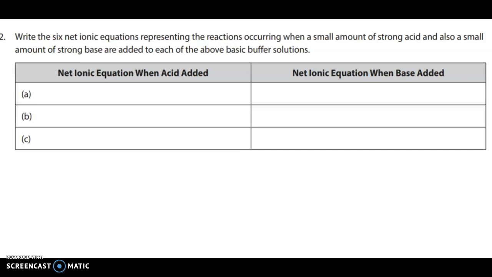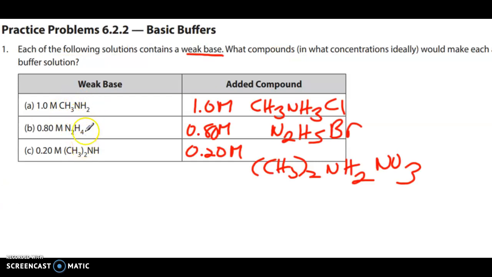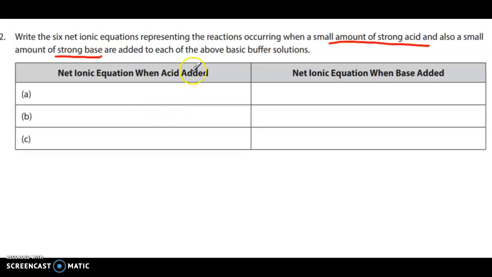Okay, so here we're writing the 6 net ionic reactions, representing reactions when a small amount of strong acid and a small amount of strong base is added to each of the above basic solutions. So looking at these 3 here, what would happen if we were to add in an acid or a base? Let's take a look at the first one.